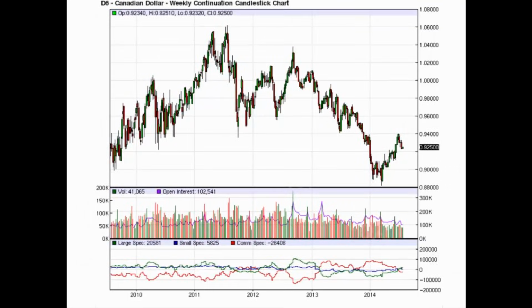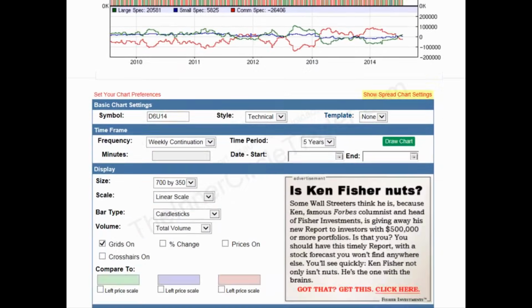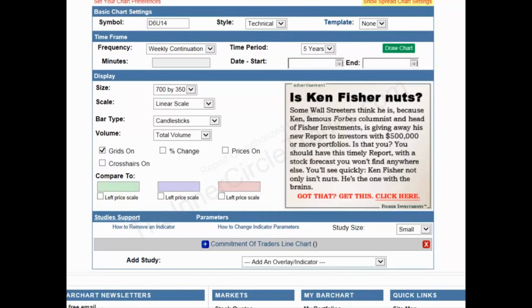Okay, folks, we're looking at the Canadian dollar as a weekly chart, and I want to show you what it looks like in an example that just recently happened. We have the red line here. This is the commercials, and the way you get this chart, this is barchart.com, by the way.